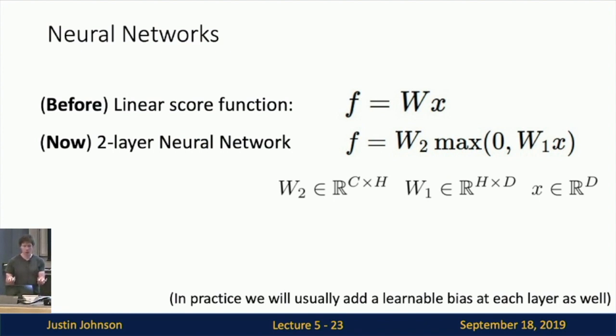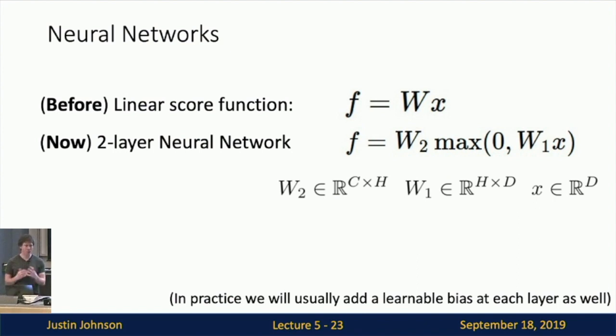And then we first do a matrix vector multiply between our input data X and our first learnable weight matrix W1 to produce some new vector of dimension H. Then we apply this element-wise maximum function upon this vector of size H. And finally, we perform a second matrix vector multiply between this H-dimensional vector and our second learnable weight matrix W2, which is of size C by H, where C is the number of output channels.